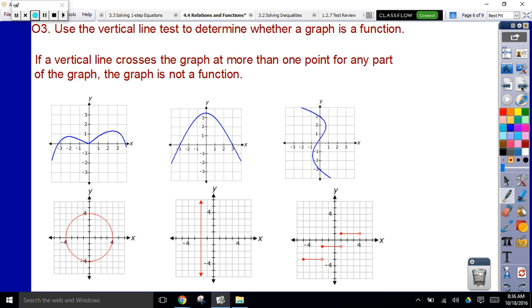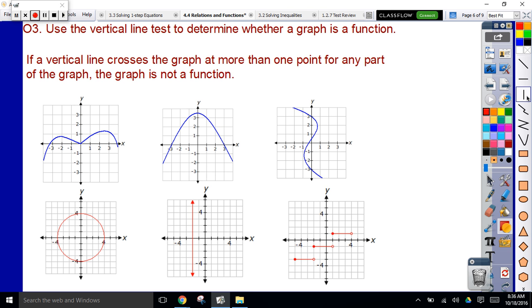The vertical line test is kind of cool. Use the vertical line test to determine whether a graph is a function. Now remember, x is our input, y is our output. Each input cannot have more than one output. That means that if we were to take a vertical line, I think I can draw one here. Here we go, vertical line. Okay, there's my vertical line.